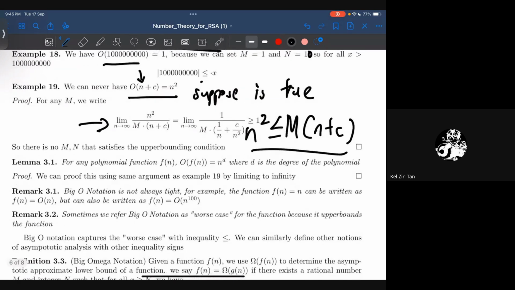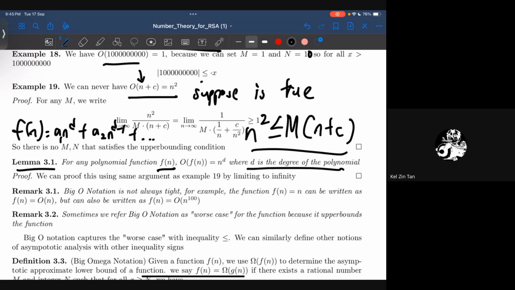So a lemma that we can get is that for any polynomial function f(n), basically f(n) is equal to a_d n^d plus a_1 n^d, a_2 n^(d-1), and so on, where d is the degree, the largest degree. We always have O(f(n)) equal to n^d. The reason is, we take out this coefficient, and then we only look at the largest term. We ignore all the coefficients. So O(f(n)) is equal to n.